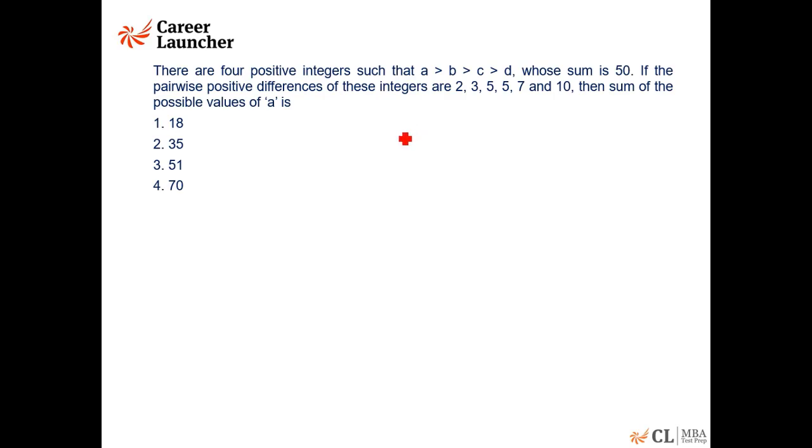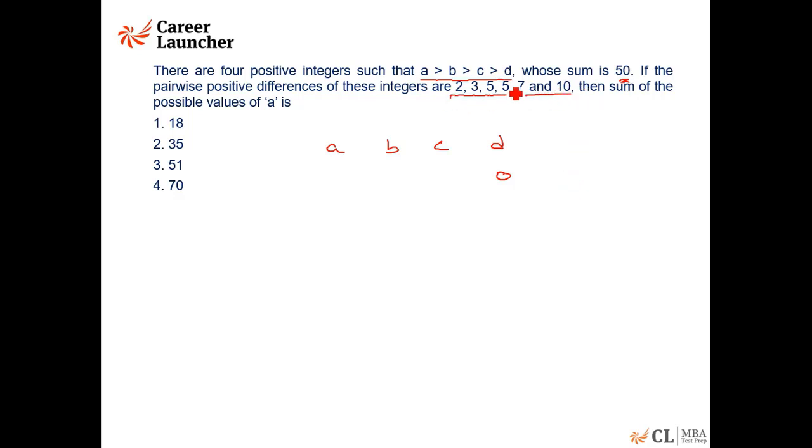There are 4 positive integers such that a is greater than b greater than c greater than d, whose sum is 50. The pairwise positive differences of these integers are 2, 3, 3, 5, 5, 7 and 10. Then find the sum of possible values of a. Now first of all, when you are looking at this question, please forget about 50 for a few minutes. Let the smallest number be d. Okay, let me say a, b, c, d. Let me start by saying the smallest number is 0. I can always convert everything to a summation of 50 later on.